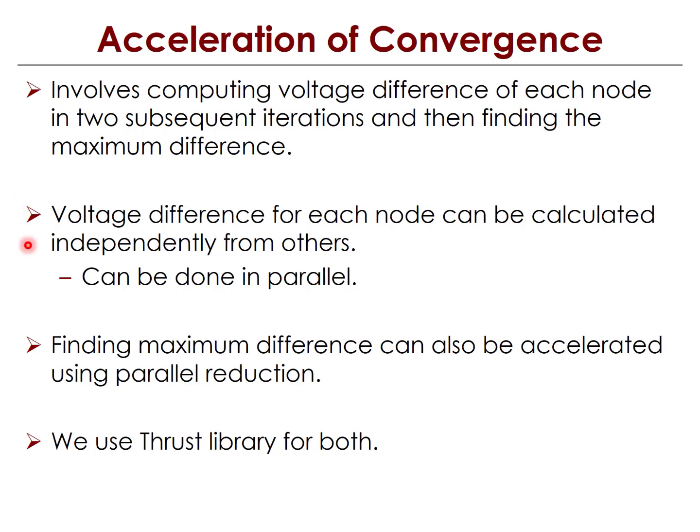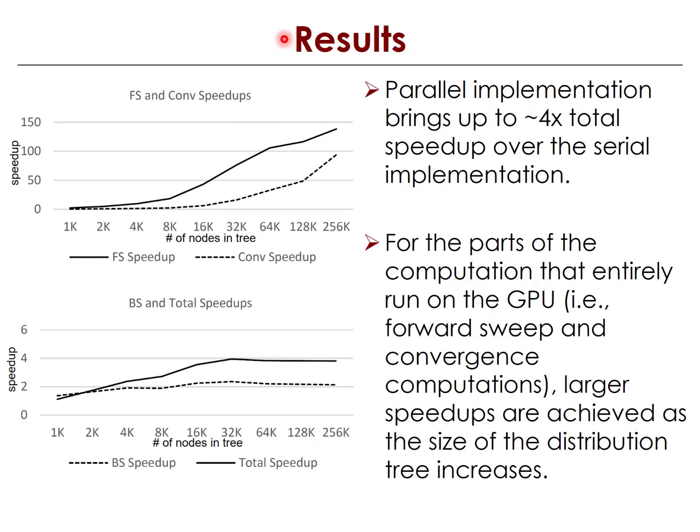The convergence computation can also be performed in parallel because the voltage difference for each node can be calculated independently from others. And finding the maximum of these differences can also be accelerated using parallel reduction. We use transform and reduce functions of the Thrust library for computing voltage differences and finding the maximum difference respectively. Next 2 slides present the results of our study.